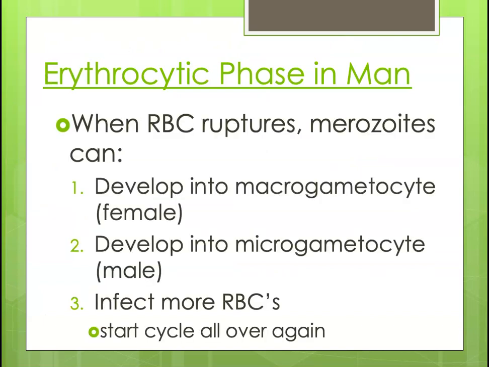When the RBC ruptures, these individual merozoites can have one of three pathways. They could develop into a macrogametocyte, which is the female form. They could develop into a microgametocyte, which is the male form. Or the merozoites can go infect more RBCs and start the erythrocytic phase all over again. It could go from immature troph to mature troph, immature schizont to mature schizont, and release more merozoites.